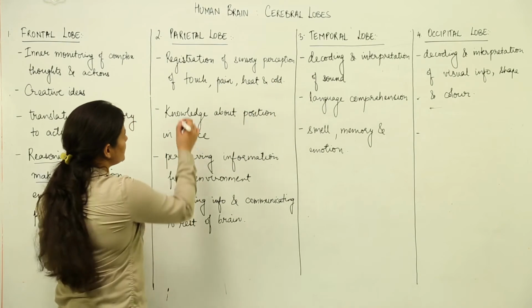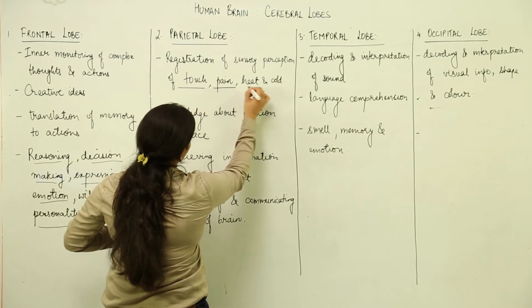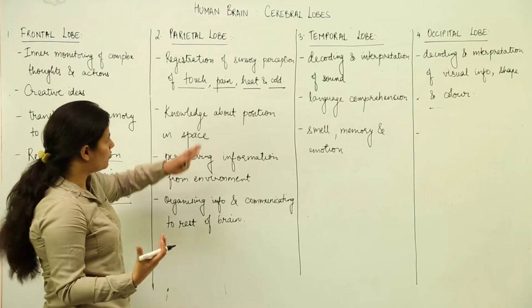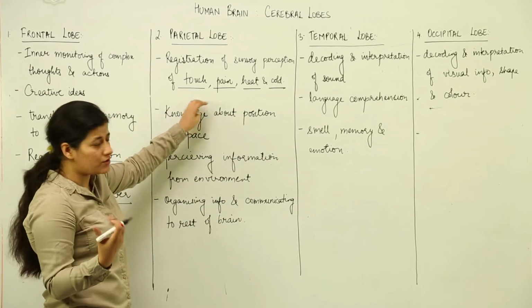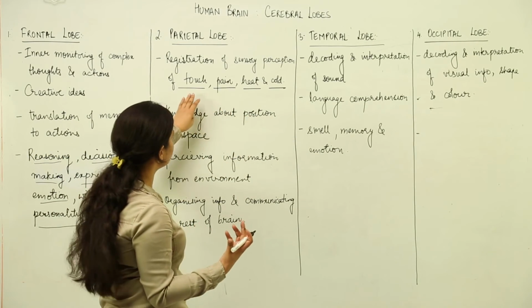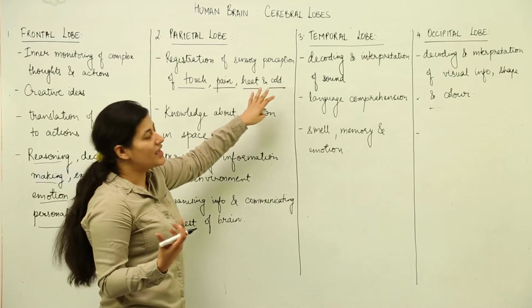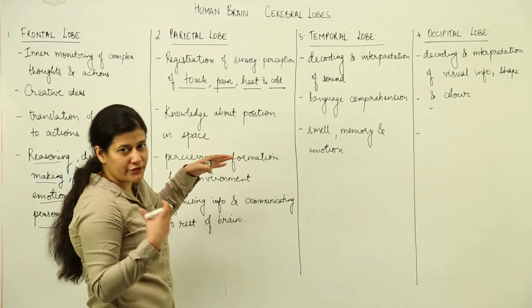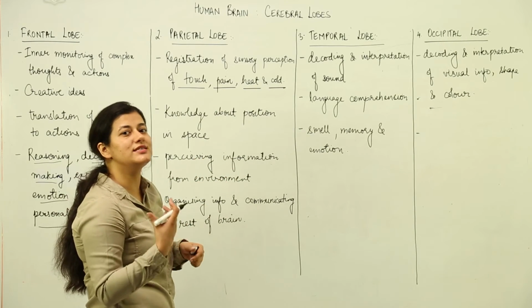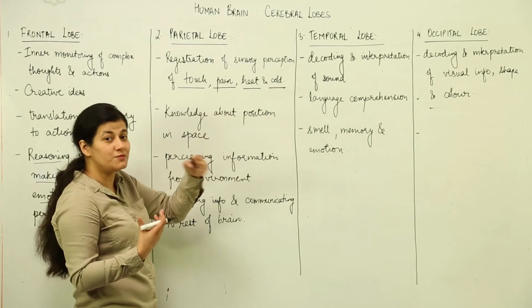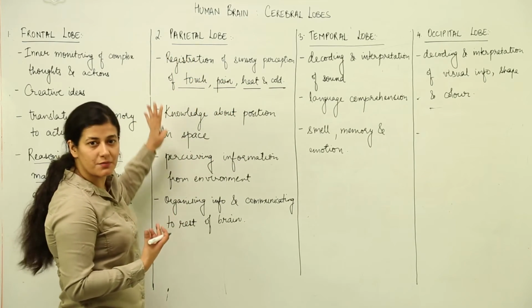Now I need not say that the nerves which are connected to various receptors in the body of touch, that is mechanoreceptors. We have a detailed discussion of receptors as well in our syllabus. The touch, pain, heat and cold, the thermoreceptors as well as mechanoreceptors, they are perceived, and the information which is sent by them to the brain, that processing and registration, that means perception basically, that takes place in the parietal lobe.